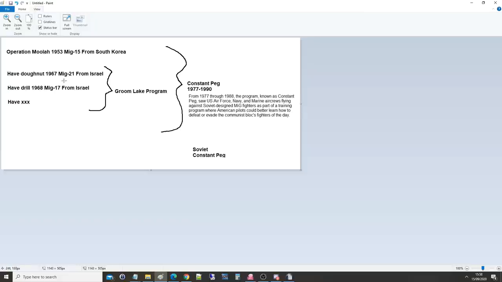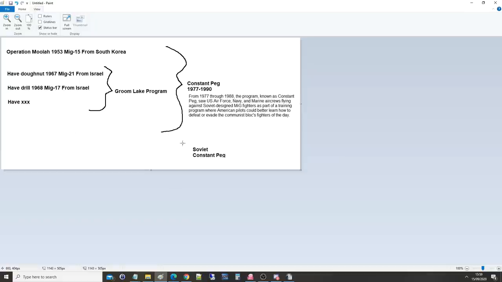So we acquired MiG-21s, 17s, 15s, 23s, 29s, F-5s, and so on. And this was organized under Constant Peg. From 1977 through to 1988, the program saw USAF, Navy, and Marine air crews flying against Soviet-designed MiG fighters as part of a training program where American pilots could better learn how to defeat or evade the communist bloc fighters of the day. And from that, information which is all, as far as I know, declassified now, and I've got it here sitting on my hard drive, literally, are the results of those tests, which are really fascinating.